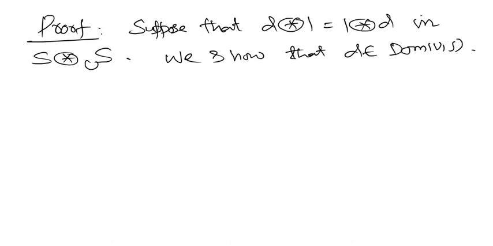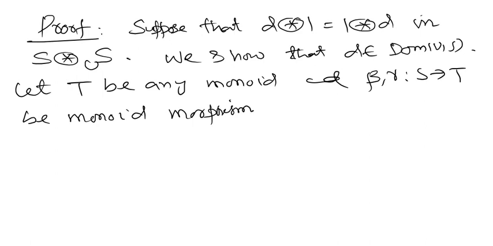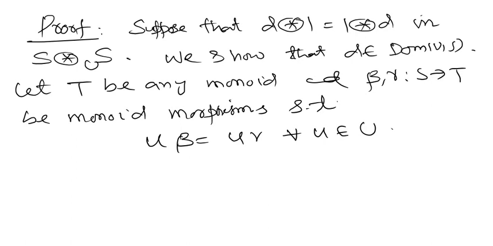So for the dominion, what do you have to take? T is any monoid, and you have to take any two morphisms. Let T be any monoid and beta, gamma be morphisms from S to T, monoid morphisms, such that u beta is equal to u gamma for all u in U. So you have to prove D is in the dominion, that means you have to prove D beta is equal to D gamma.